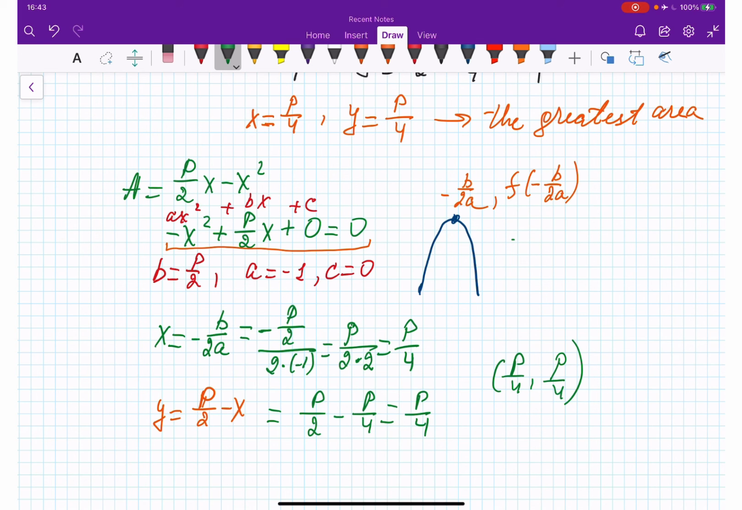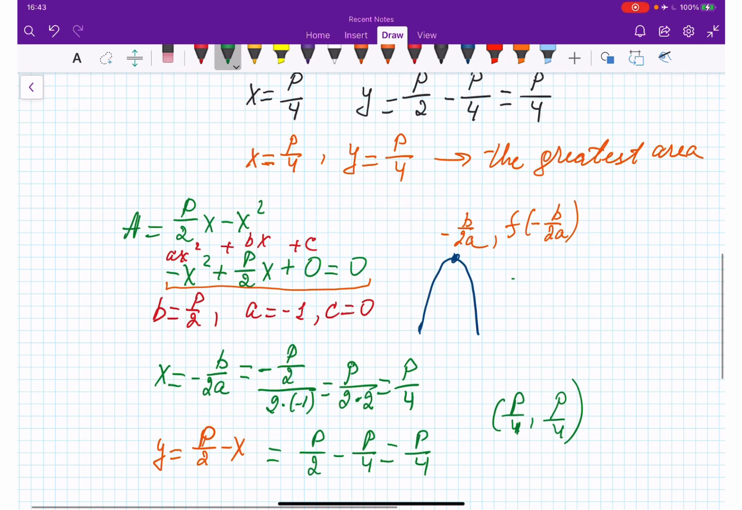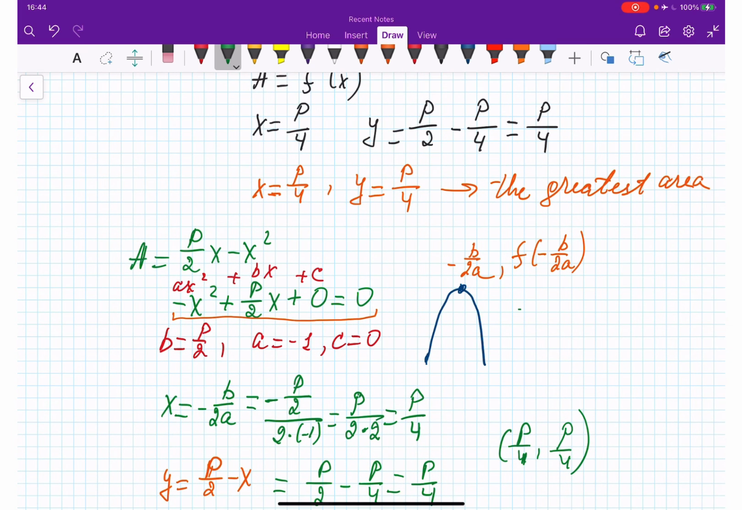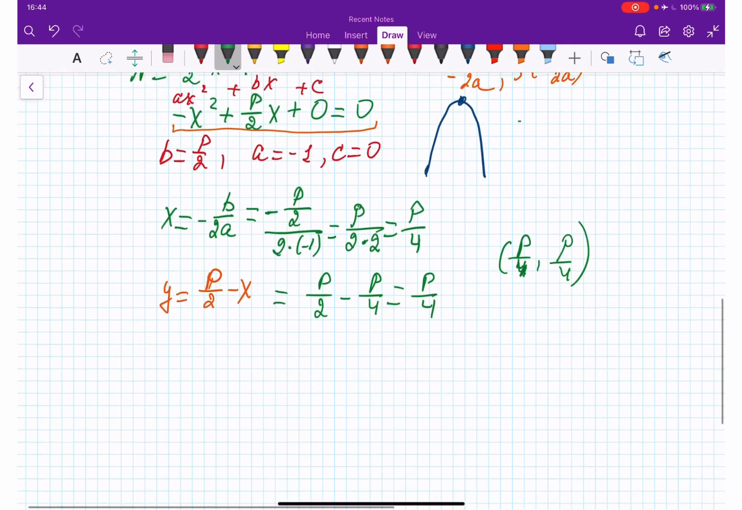So this is a proof, because x and y are the same, that means we are dealing with a square. And because the square represents the maximum, both in calculus and with the method of optimization of a quadratic function, we can insist that the square is the maximum for the rectangle with a given perimeter. Okie dokie.